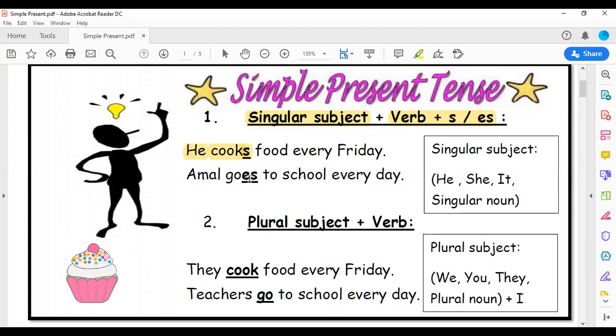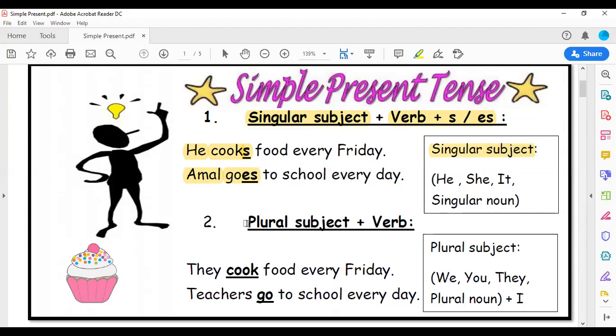Okay. Amal goes to school every day. The verb is go. To go, I add es. Why? Because Amal is singular. And I add es because the verb ends with o. Okay. When the verb ends with o, I add es. In the next worksheet, you're gonna see the letters that come at the end of the verb to make me put es. Okay. So what is a singular subject? He, she, it, or a singular noun.